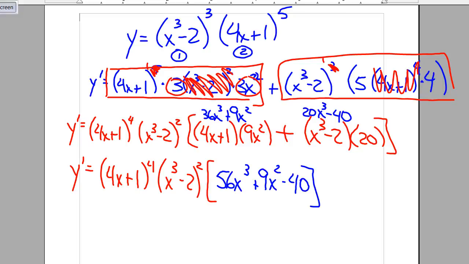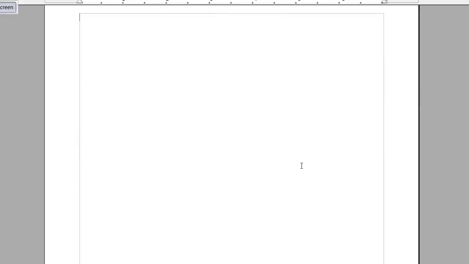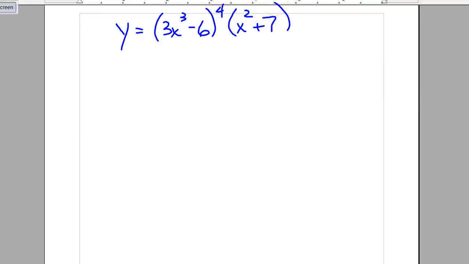So, this one will be a little bit easier. Sometimes you only have to do the chain rule once. So you can get something that looks like this. Want to try it or want me to run through it? Try it.